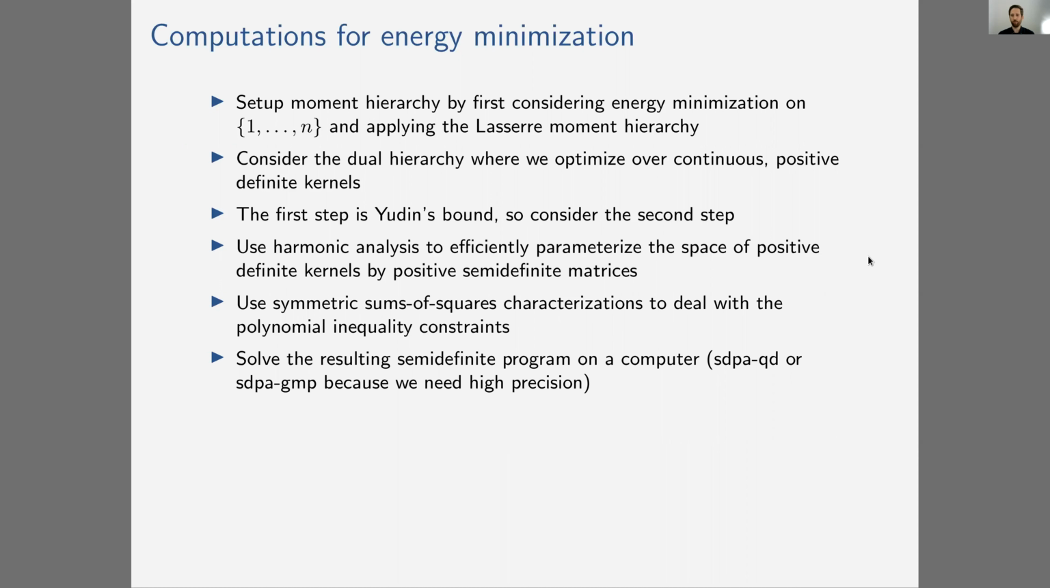And then we solve this, and in practice we use SDPA-QD or SDPA-GMP, because machine precision turns out to be not enough for these kinds of problems. So we want to use higher precision. These solvers, of course, are slower than machine precision solvers, but they're actually pretty good. We can get very high precision results. SDPA-QD uses quad double precision, and SDPA-GMP uses any precision you want. So you can use, for instance, 5,000 bits per number if you want. You can do really ridiculous things.